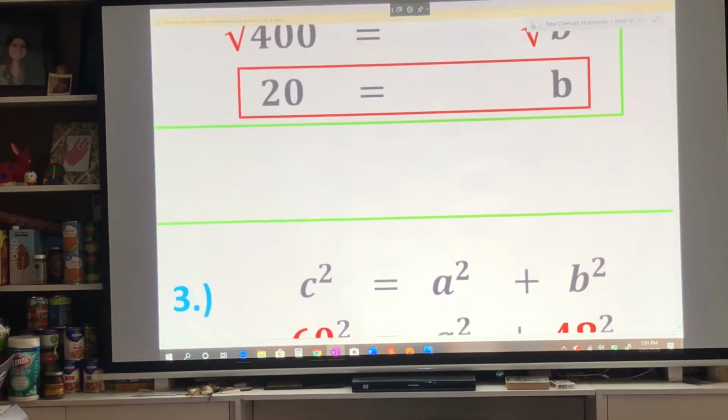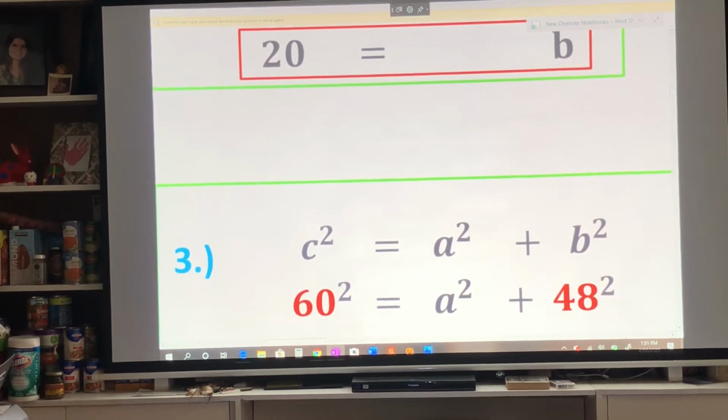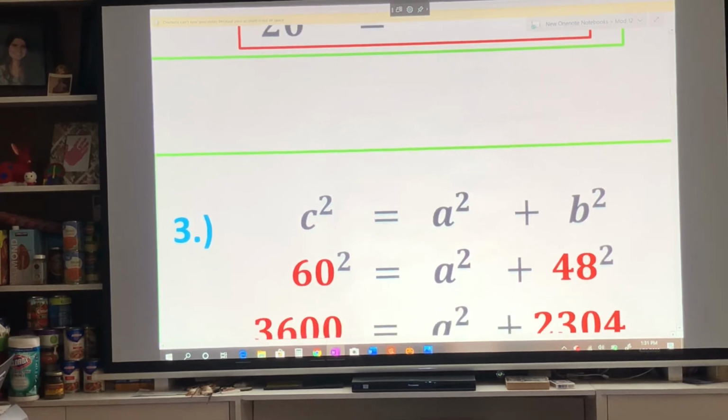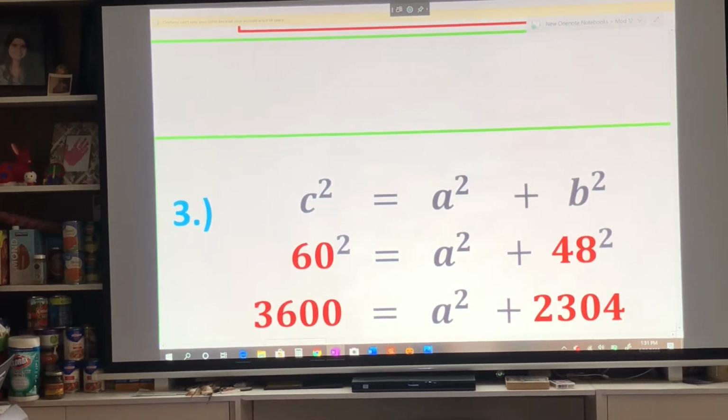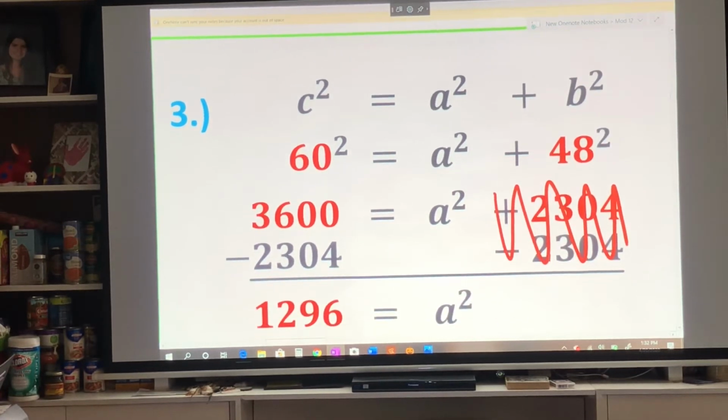Okay, so plug in what you know. In this case, find A. 60 squared, 6 times 6 is 36, add 2 zeros, 3,600, and 48 squared is 2304. Now you got to get A by itself, so 2304 has to go. Subtract it from both sides, do the opposite. These two go away. It's the additive inverse. All right, A squared equals 1296.